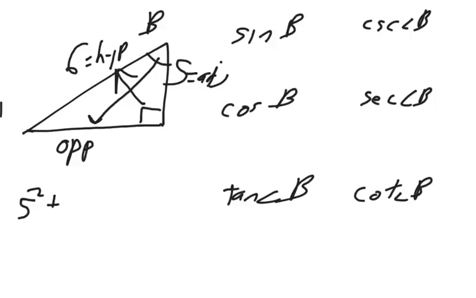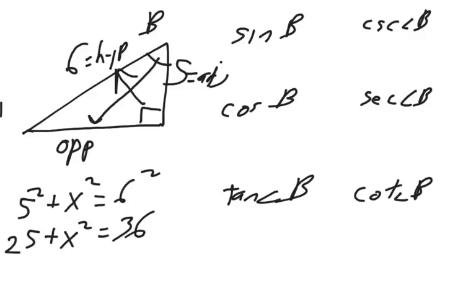Now in this case we're missing the opposite, so in order to figure out what the opposite is, I'm going to do 5 squared plus x squared equals 6 squared. So we get 25 plus x squared equals 36. Subtract 25, x squared equals 11, and so we get the square root of 11.